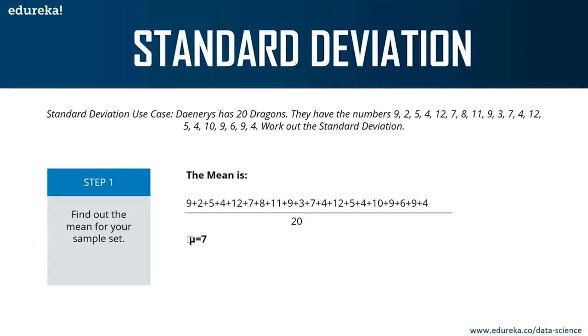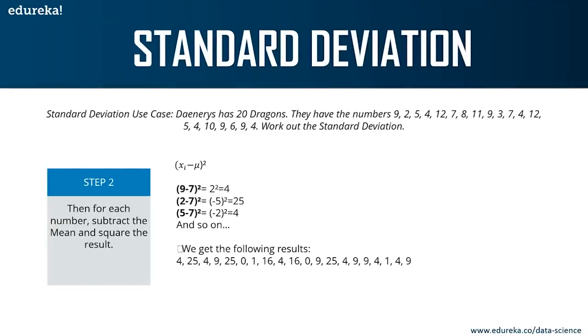So how do you calculate the mean? You add all the numbers in your data set divided by the total number of samples in your data set. So you get a value of 7 here. Then you calculate the RHS of your standard deviation formula. From each data point, you're going to subtract the mean and square that. When you do that, you'll get the following result.